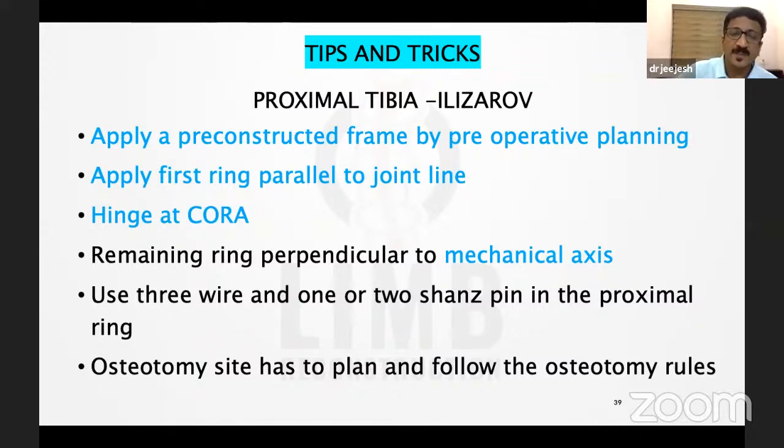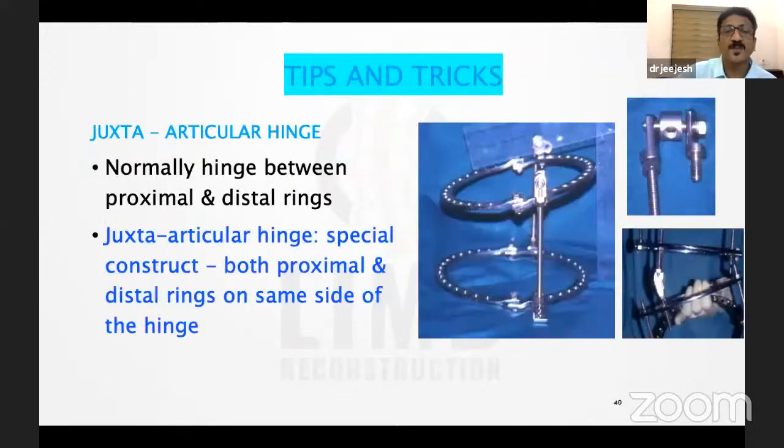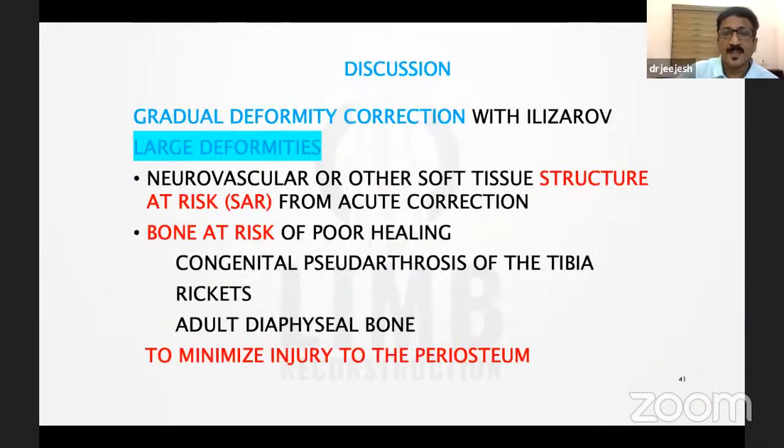Proximally, I use 3 wires and 1 shanz pin. And for the osteotomy, you have to find out which site and you have to follow the osteotomy rules. Also, if the CORA is at the joint or near to the joint, you can use this type of hinges, that is extra-articular hinges, you can make like this. So in gradual correction with Ilizarov of larger deformity, always keep in mind the structural risk and the neurovascular risk that is there in acute correction. By doing this you can minimize the injury to the periosteum also.